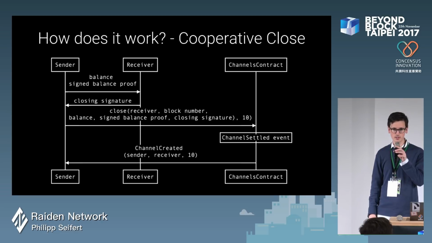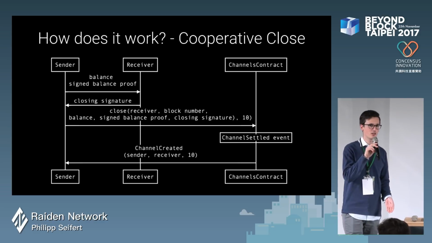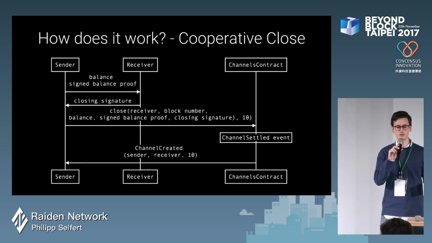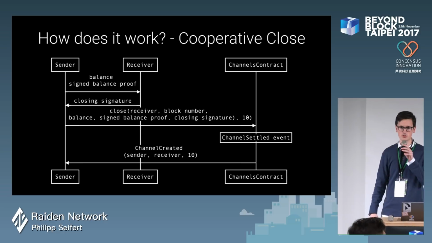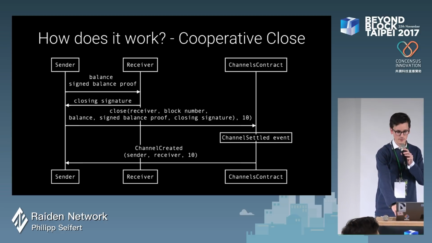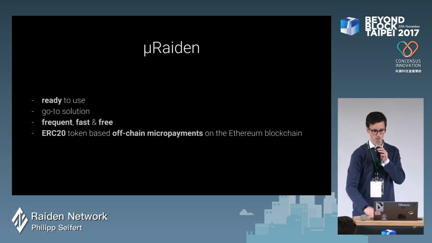to the channel contract itself. And the channel contract simply sends back the tokens that are left in the channel. So the sender didn't send 10 tokens, so 10 tokens are left, and he will get them back. And then the channel is basically closed.